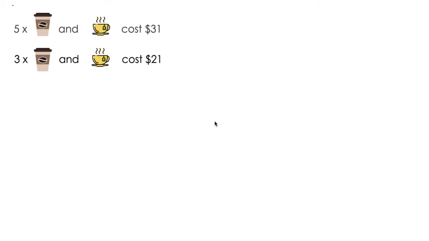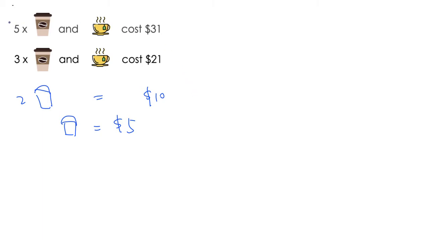Let's have a look. Compare with the second one. The first one has additional 2 cups of coffee, and they do have the same amount of tea. The cost of the first one also increased $10. So that means 2 extra cups of coffee cost $10 extra. So we can figure out 1 cup of coffee equals $5.